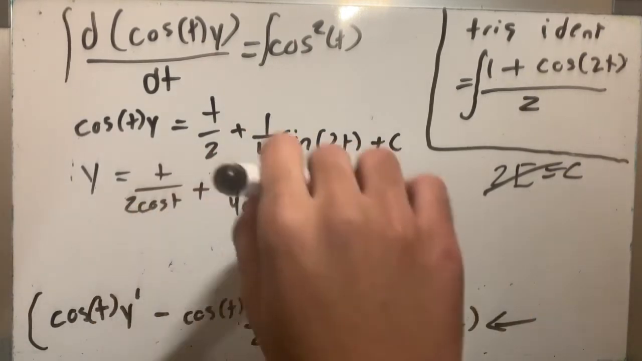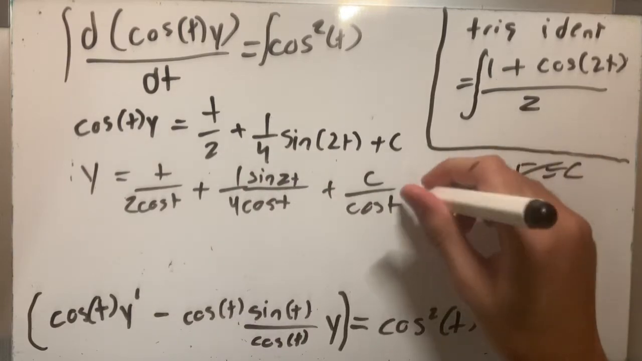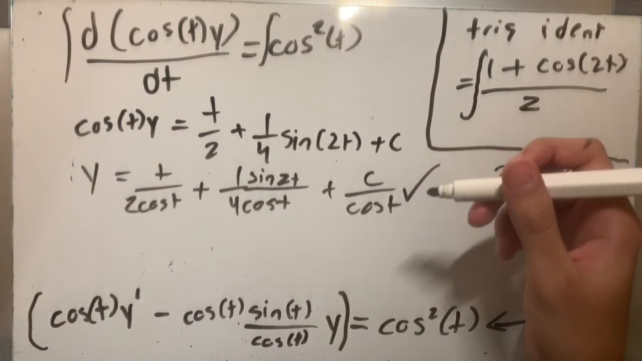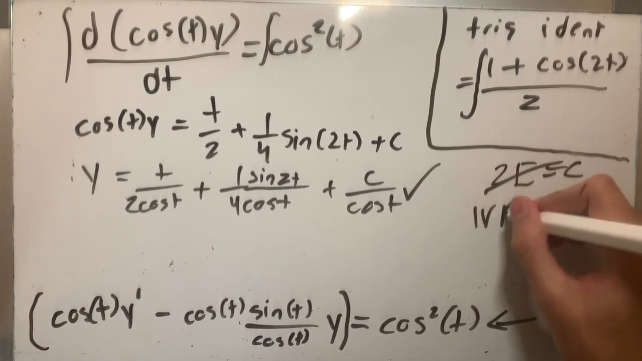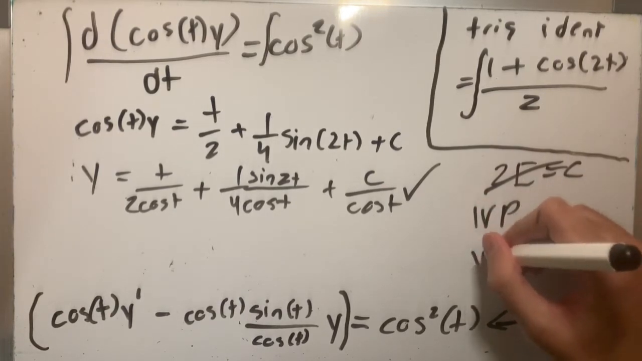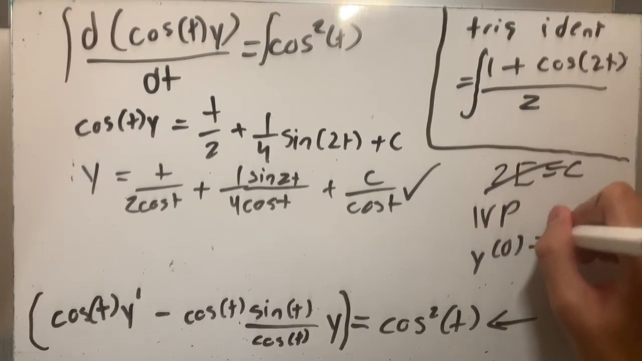Once you've found this, now you have solved your differential equation. However, this was an initial value problem, and we did have the initial condition of y0 is equal to 4.